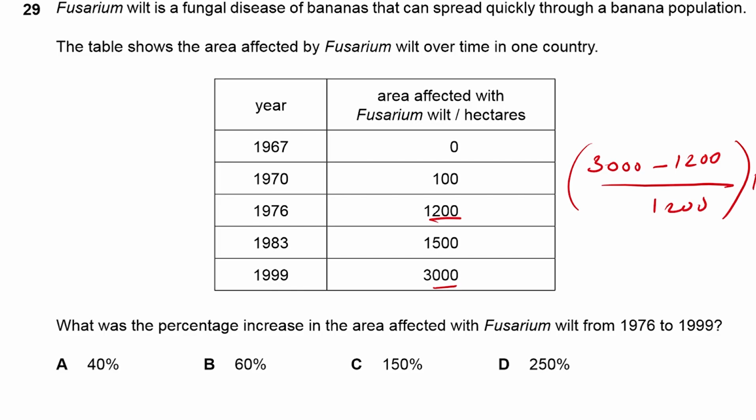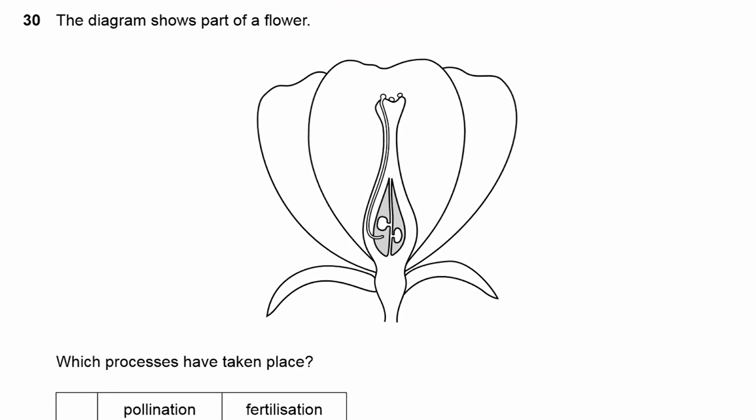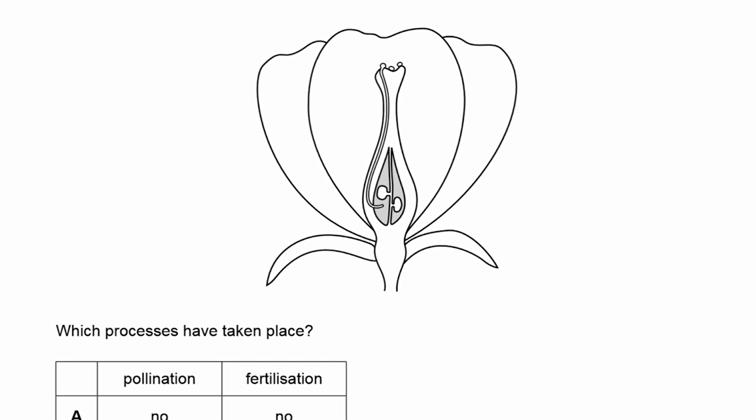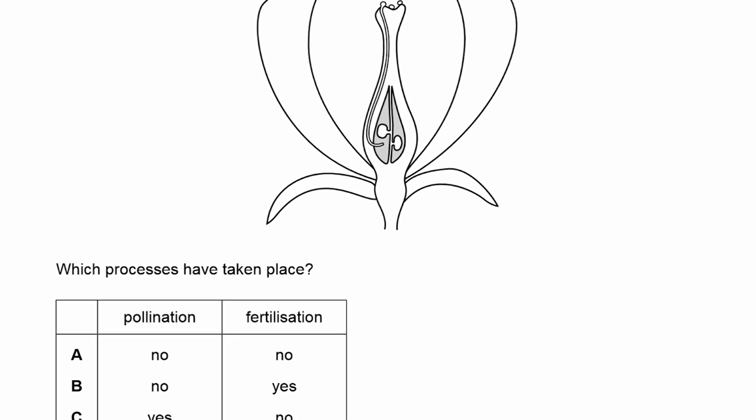3,000 minus 1,200 divided by 1,200 is 1.5. So 1.5 times 100 becomes 150. So 150%, which is actually C. So we'll choose C here. Then we go to number 30. The diagram shows part of a flower. Which processes have taken place?